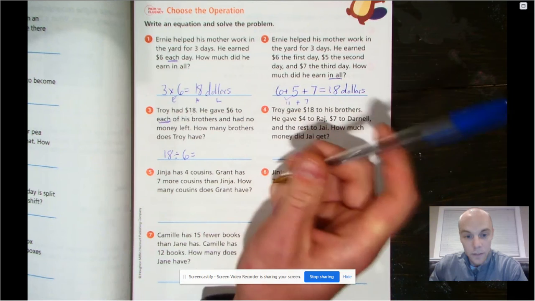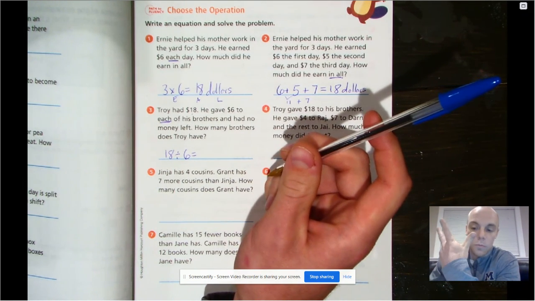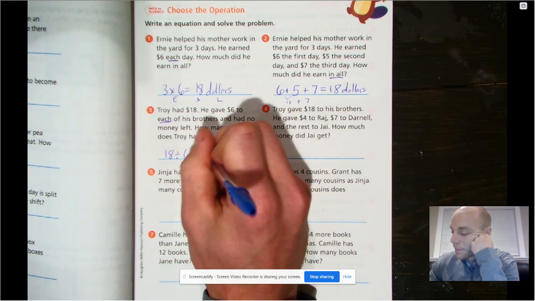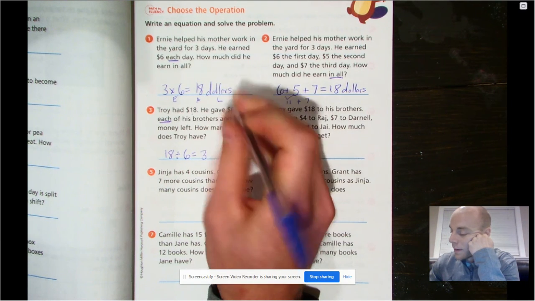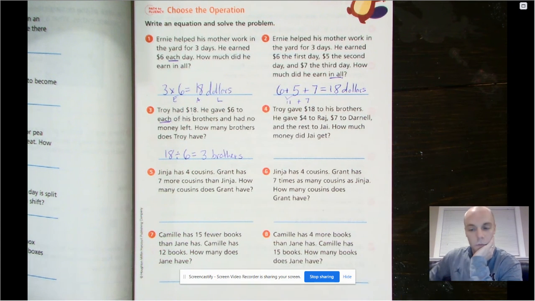And then let's count by sixes until we get to 18. Here we go. 6, 12, 18. That's 3. We got 3 fingers up. 3 what? How many brothers? 3 brothers. So he has 3 brothers. Perfect. Awesome. Let's move on to number 4. Good work there. No pictures we need to do on these first 4 here.